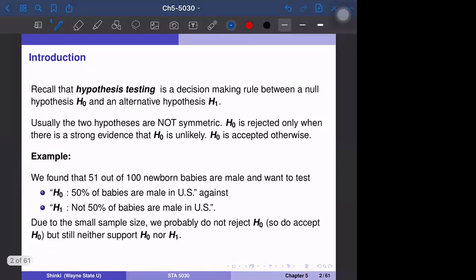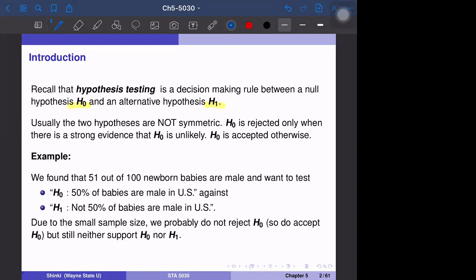Okay, so introduction. So recall that hypothesis testing is a decision-making rule between the null hypothesis and alternative hypothesis. So in estimation, for example, to estimate population mean, our answer is numeric, but in hypothesis testing, we only have two conclusions, either H0 or H1.